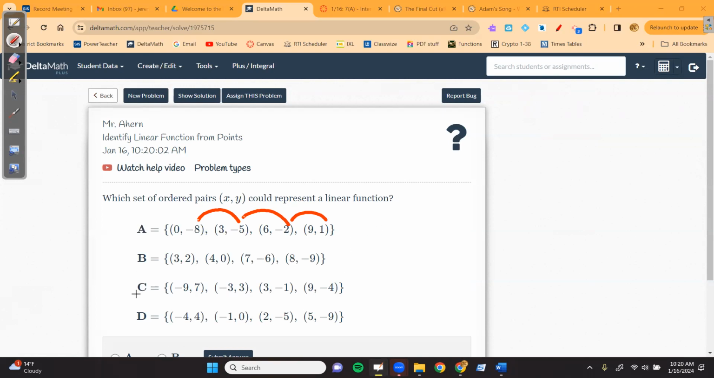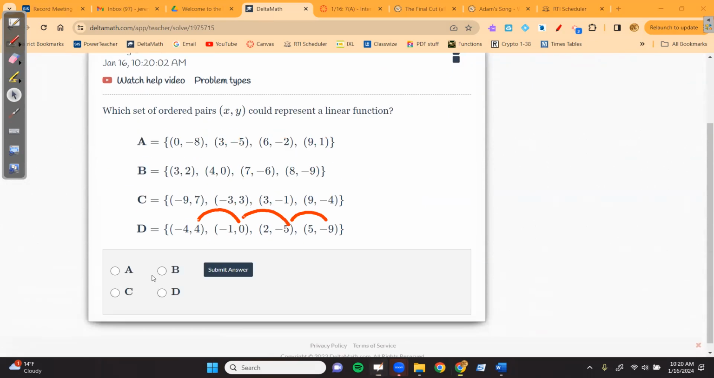I don't even have to check B, C, and D because there's no option for it to be more than 1. It says which one could represent a linear function. We just proved it's got to be A because the Y's all go +3, +3, +3. The X's have their own pattern. So we're going to just pick A.